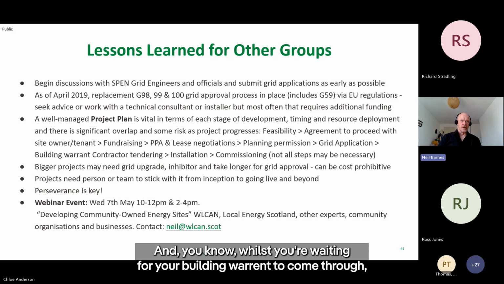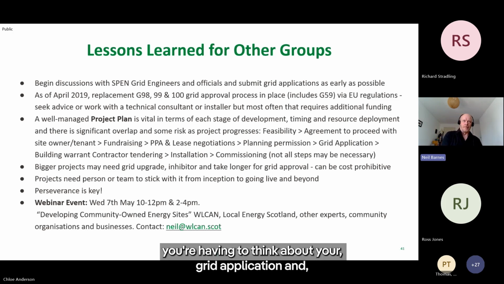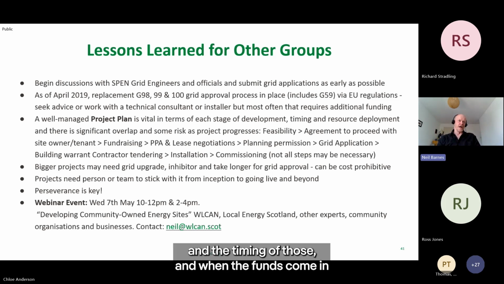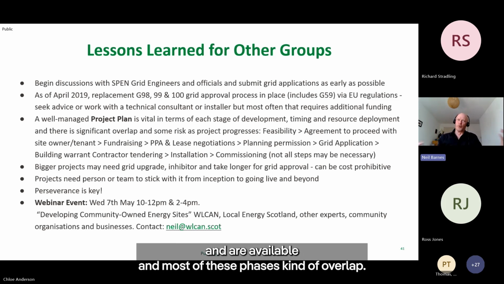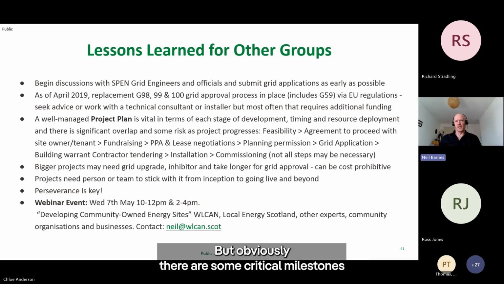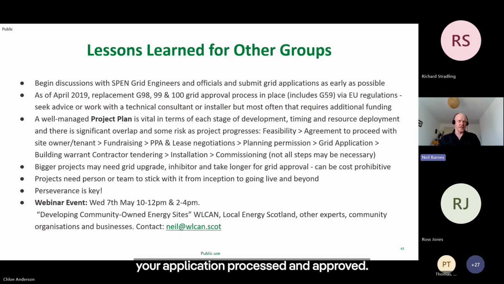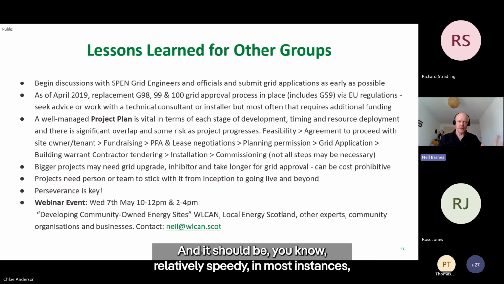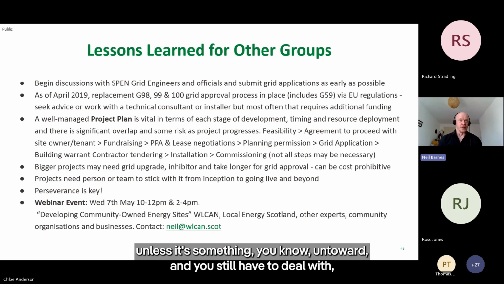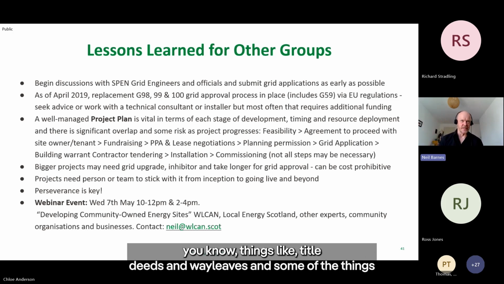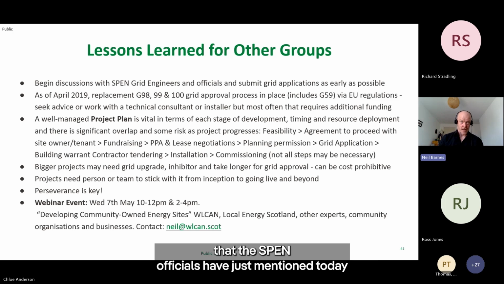Whilst you're waiting for your building warrant to come through, you're having to think about your grid application, the timing of those, and when the funds come in and are available. Most of these phases overlap, but there are some critical milestones in terms of getting your building warrant, and getting your grid application processed and approved, which should be relatively speedy in most instances unless there's something untoward. And you'll still have to deal with things like title deeds and wayleaves and some of the things that the Spen officials have just mentioned today.